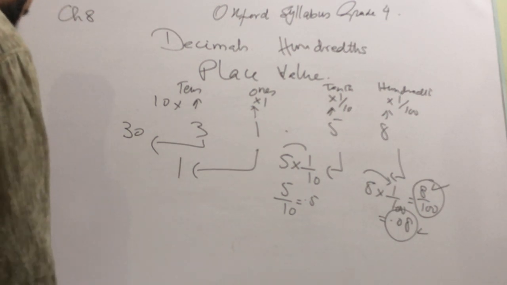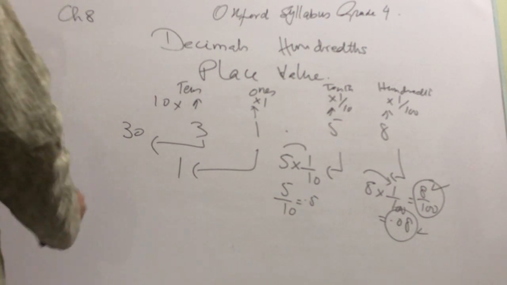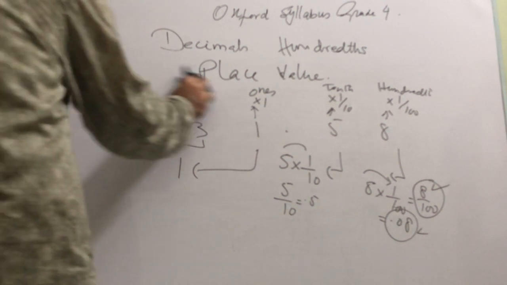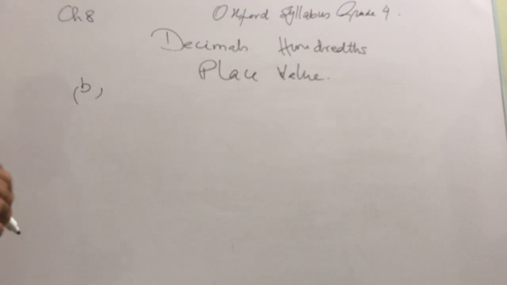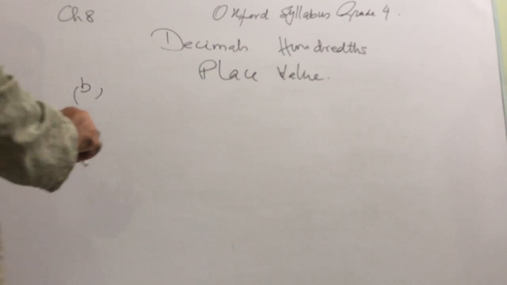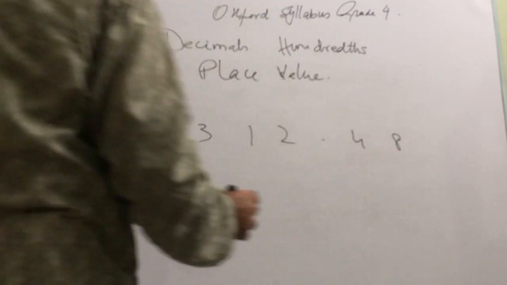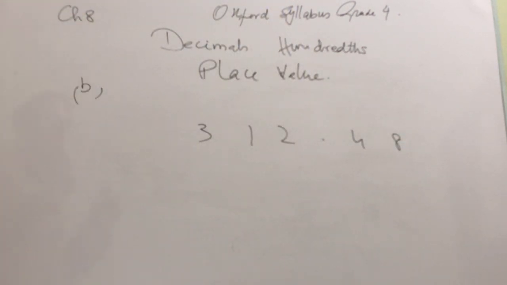So this was point number 11. Point number 12, you can do it by yourself. I will be doing 1 out of 4 just for an example to follow, so that you can practice for others. Part B is this question number 12, page number 161, 312.48. We need to find the place value of every digit.